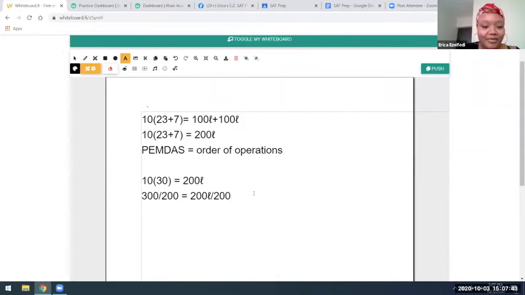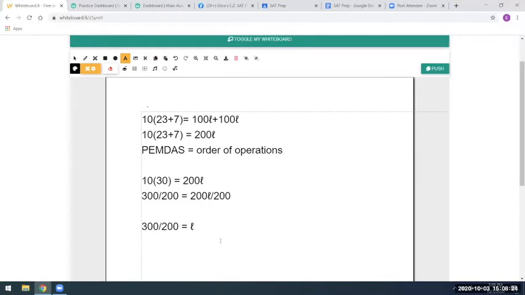So now we have 300 divided by 200 equals L. Now, how do we simplify this? Anyone can answer, but let's take 5 seconds and then answer. 1, 2, 3, 4, 5. Okay, so how do we simplify this fraction to get L?